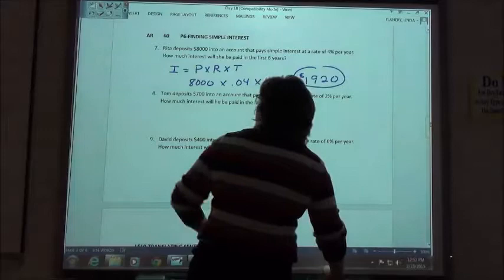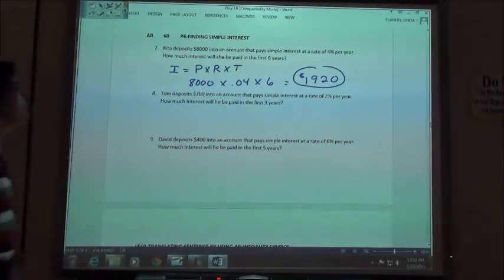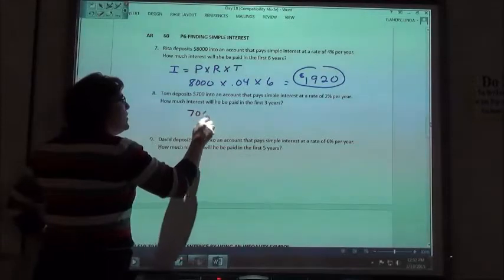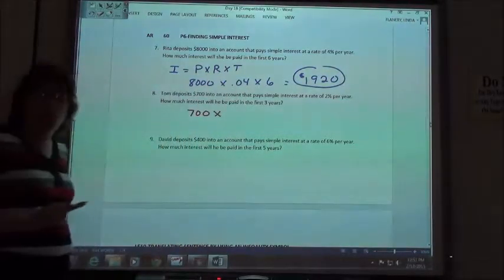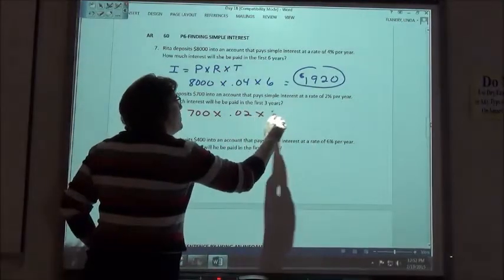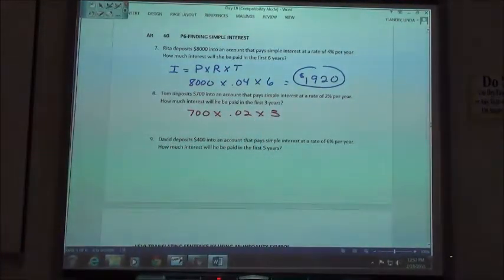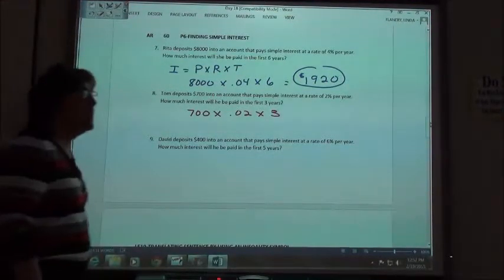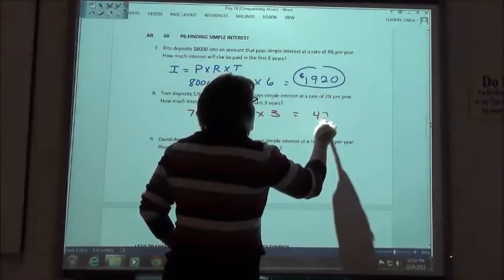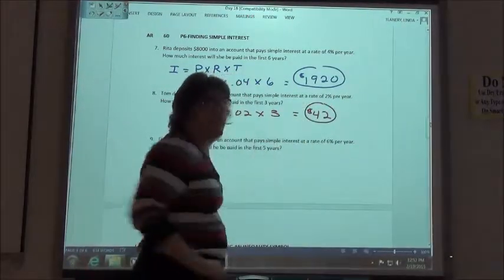So number 8, Tom deposited $700 into an account that pays simple interest at a rate of 2% per year. How much interest did he get in the first 3 years? So my principal is $700. My interest rate is 2%. I used 0.02. My time is 3 years. And when you took 700 times 0.02 times 3, you got 42? Yeah. $42. Not much interest.